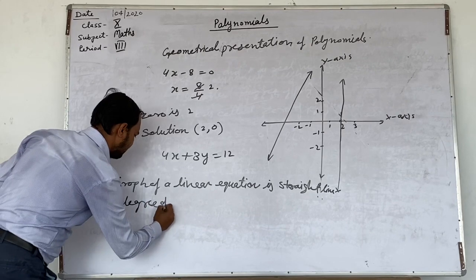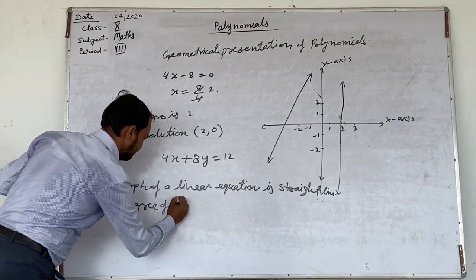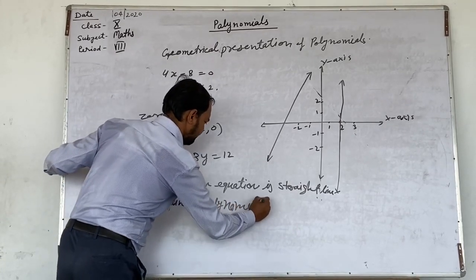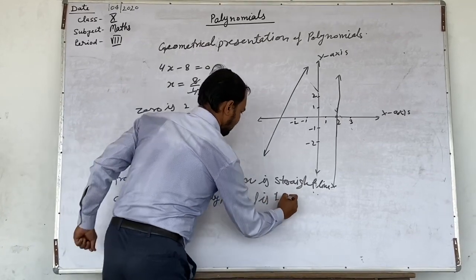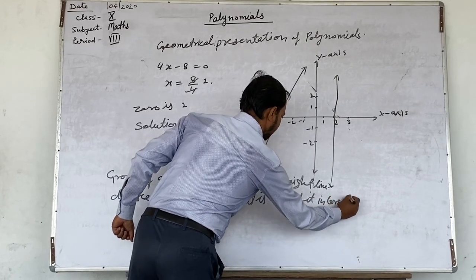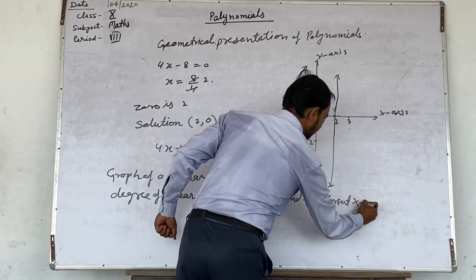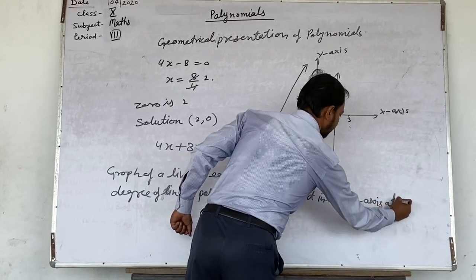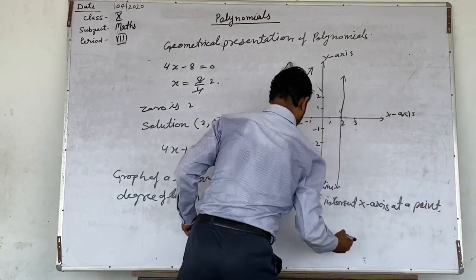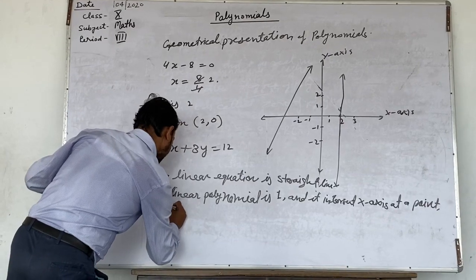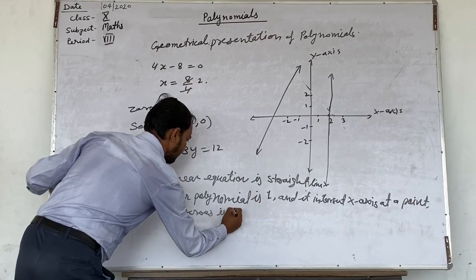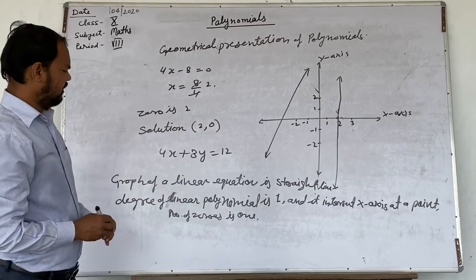You can write here: the degree of a linear polynomial is 1 and it intersects the x-axis at a point. The number of zeros is 1. Okay, so take a break.